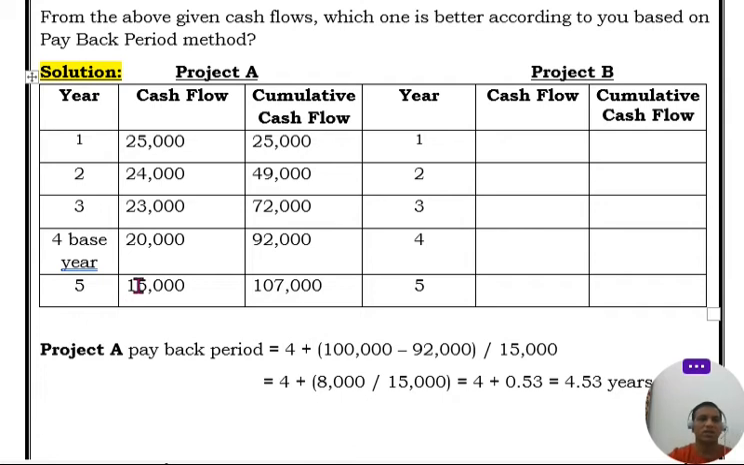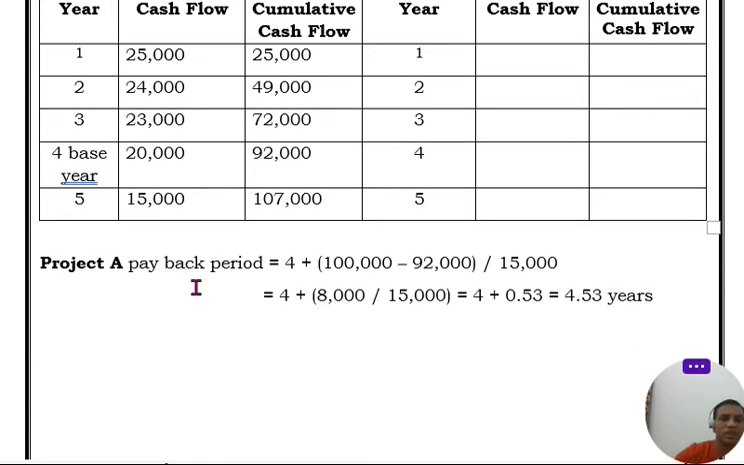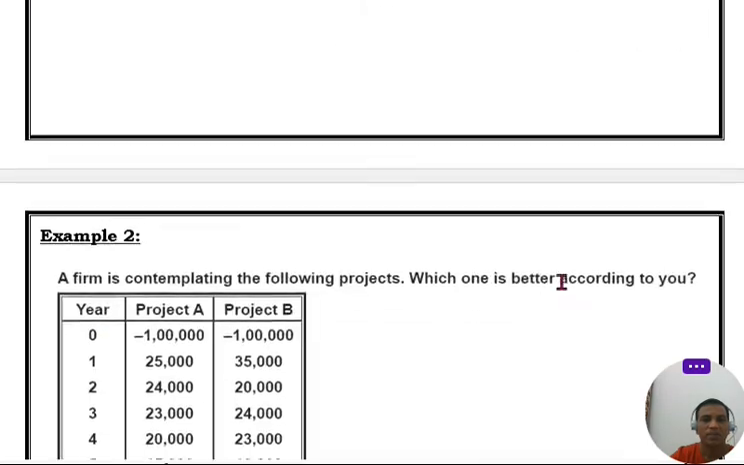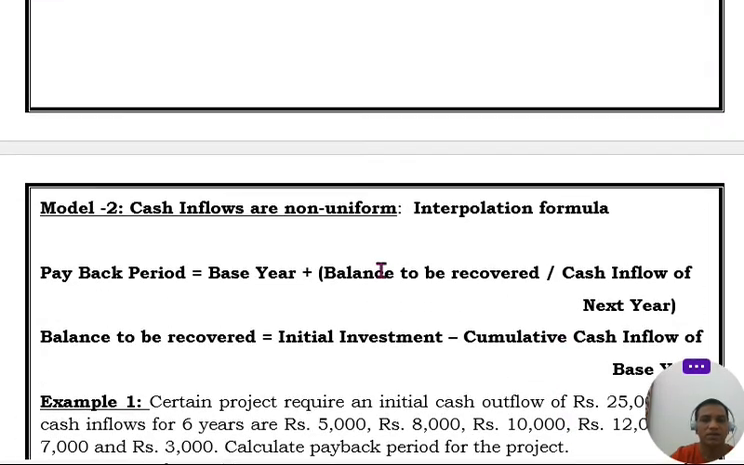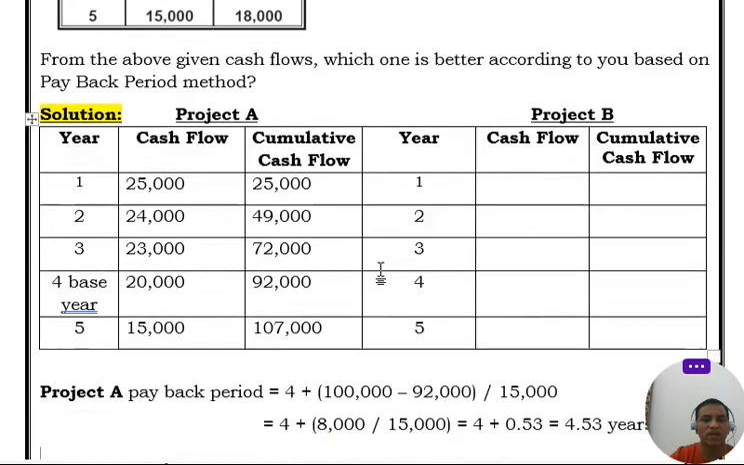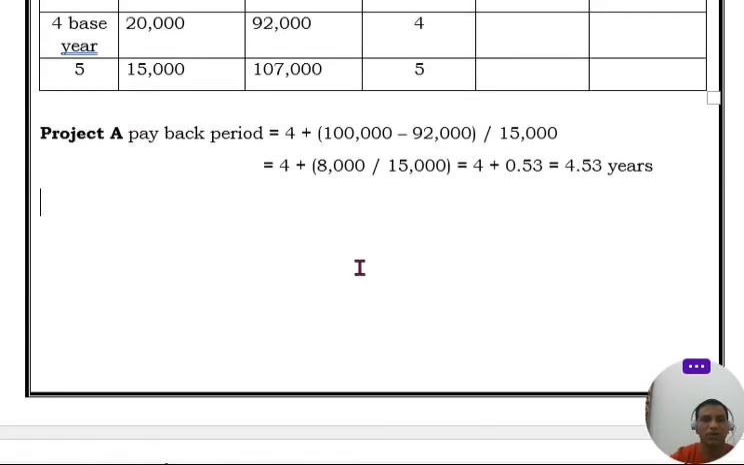The 4th year is called the base year, and the balance to be recovered is 8,000, and the next year, the 5th year cash flow, is 15,000. Apply this formula, substitute the values, and I got 4.53 years. Now project B.